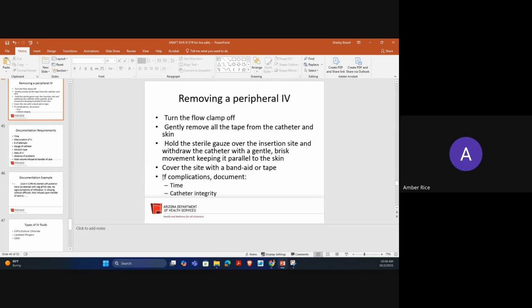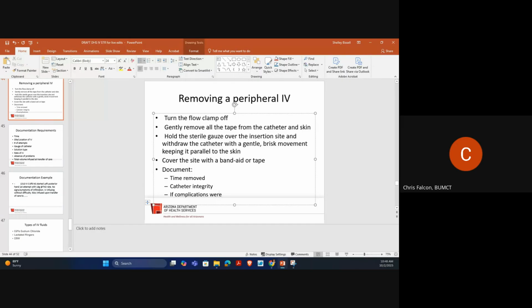So instead of "if complications," maybe go back to what you had, Shelley, and just "document"? Or "document as required." Yeah, something like that: document time removed, catheter integrity, and if complications were present. Yeah, that sounds good. Especially even out in the field, I don't see them removing a catheter unless it's a complication. Yeah. So I think that's good to cover both roles. Yeah. And then the one below, the general documentation requirements, the next slide.